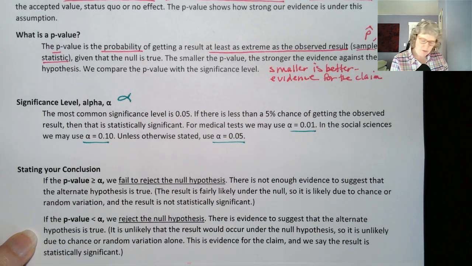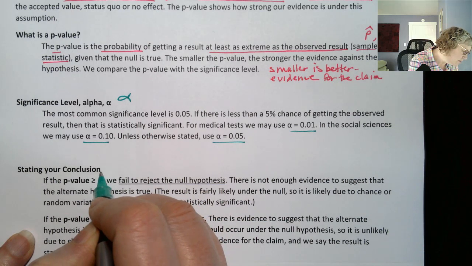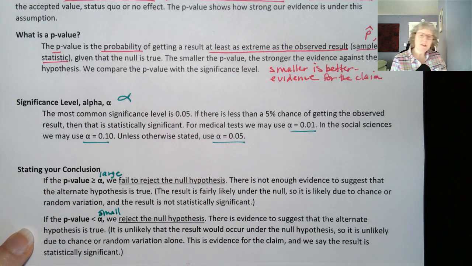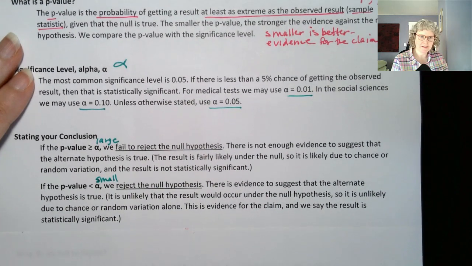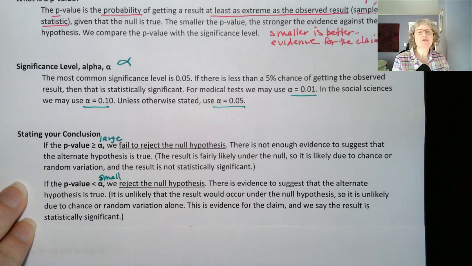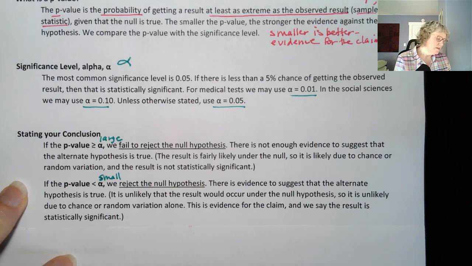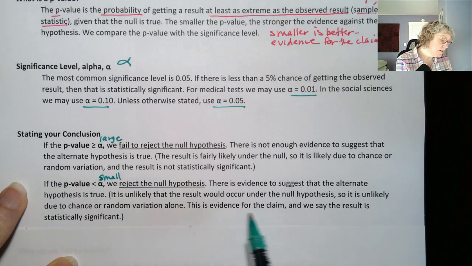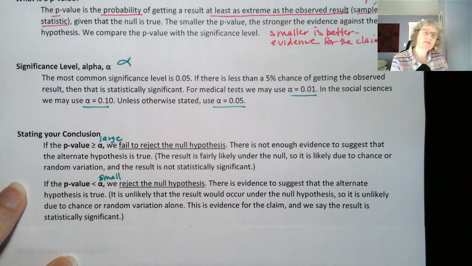If the p-value is small, so I'm going to write large and small. If the p-value is small, remember, small is good in this case, at least if you're going for the claim anyways. If the p-value is small, we reject the null hypothesis, and we say there is evidence to suggest that the alternate is true. So it's unlikely that this result would occur under the null hypothesis, so it's unlikely to happen due to chance or random variation by itself. This is evidence for the claim, and so we say the result is statistically significant.